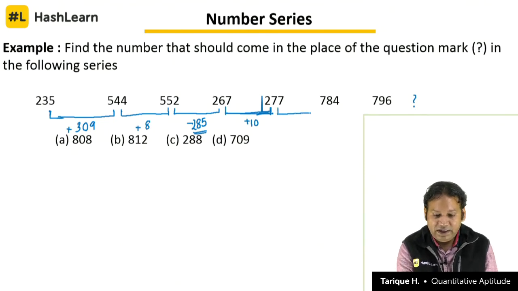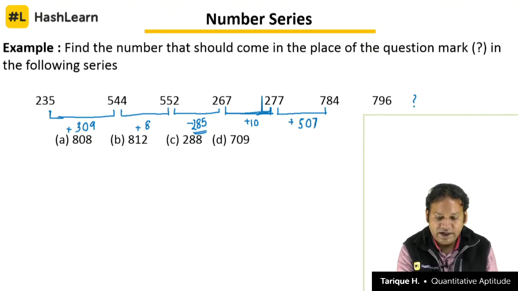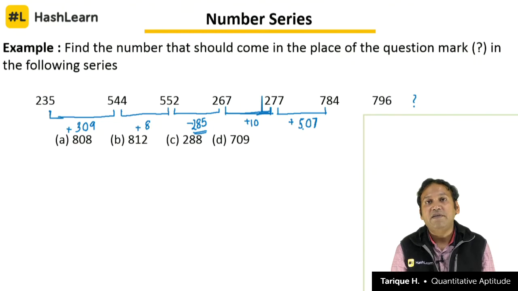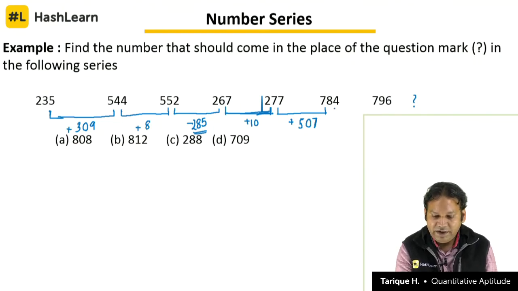277 and 784, again we are increasing. 14 and 7 difference is 7, 7 and 7 difference is 0, and 7 minus 2 is 5, so the difference is 507. And what about 784 and 796? The difference is 12.